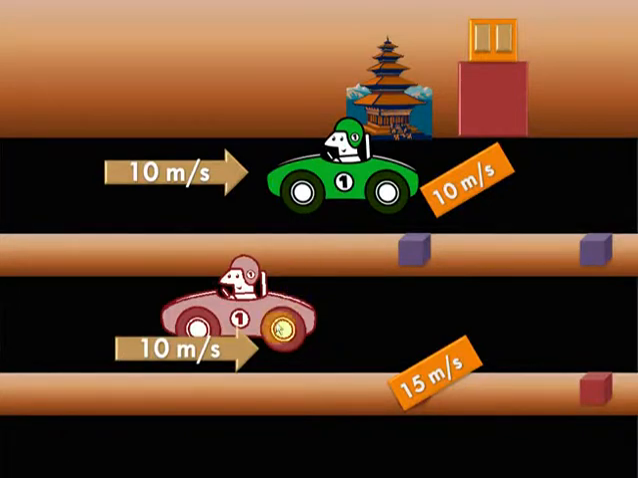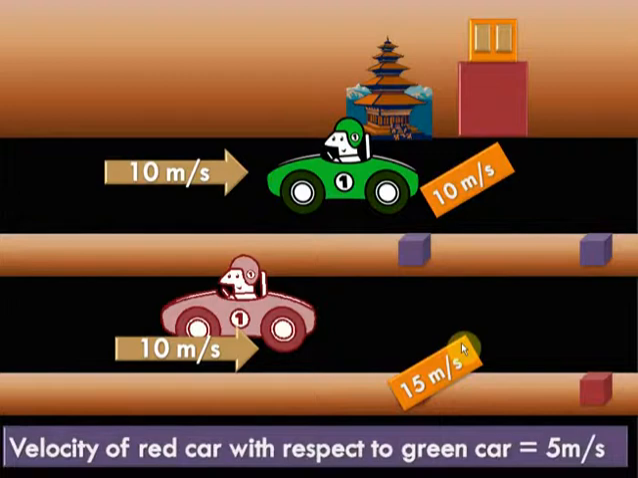We will now also add 10 meters per second to the red car, isn't it? We'll add 10 meters per second in the opposite direction to every moving body, isn't it? So we're adding 10 meters per second to the red car also in the opposite direction. That brings us the velocity of the red car with respect to the green car as 5 meters per second.